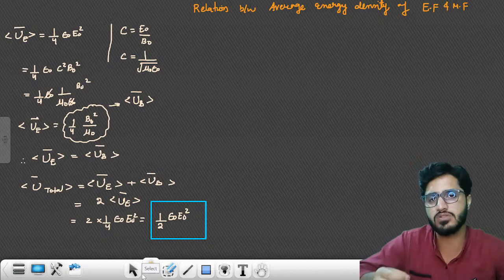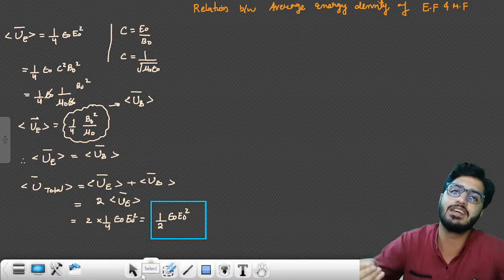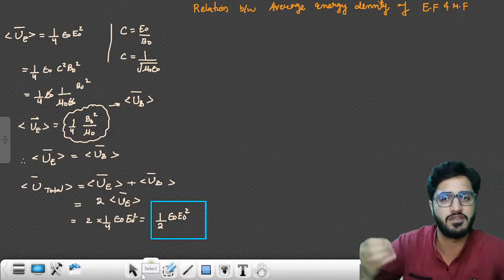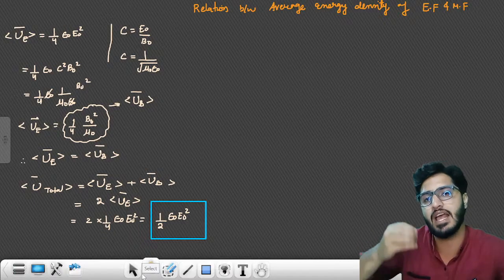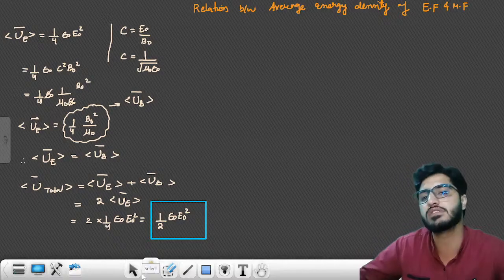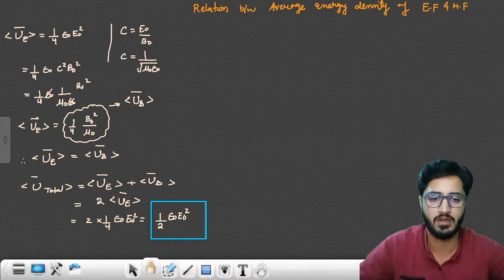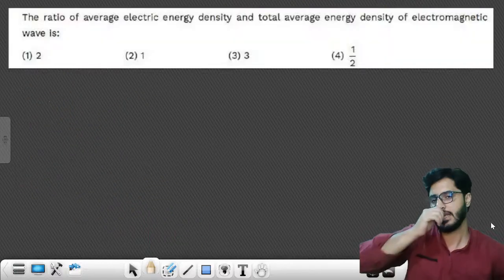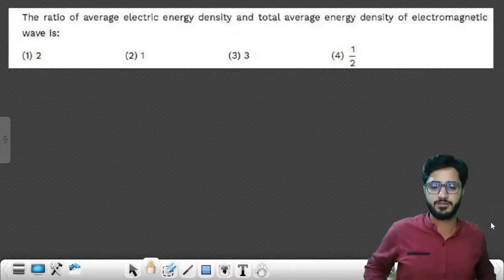So this was all about electric field energy density and magnetic field average energy density, the relation between them and the total energy densities. You can see this chapter is ultimately related with the previous three chapters. Now, if you understood each and everything, let us do this numerical.